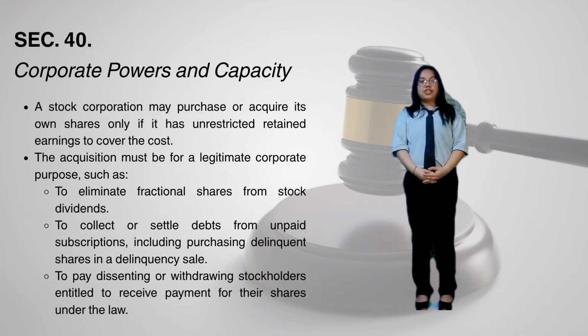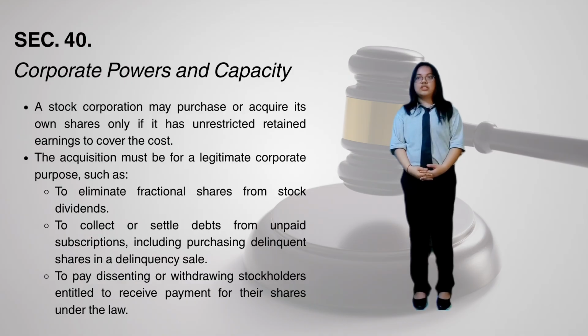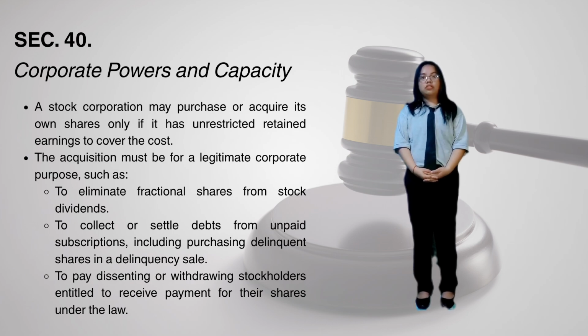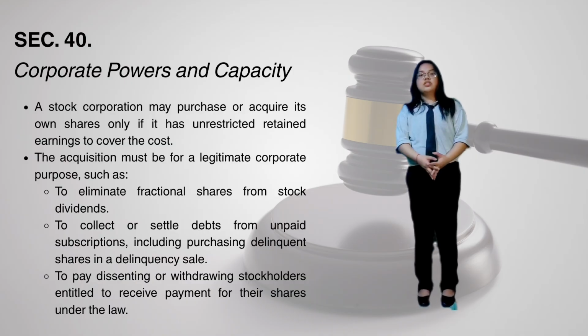One, to remove fractional shares that appear when stock dividends are given. Number two, to settle debts from unpaid subscriptions, like buying delinquent shares during a sale. And three, to pay dissenting or withdrawing stockholders who are legally entitled to get payment for their shares. In short, a corporation can buy its own shares, but with proper funds and for a valid reason.